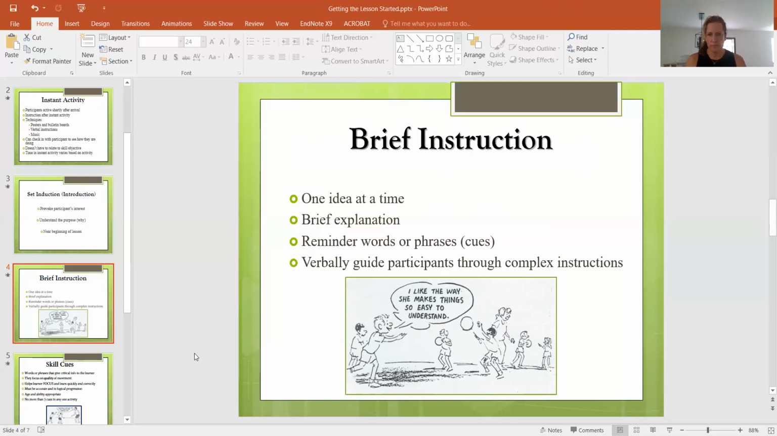In your introduction, part of the things that you're going to be including is those reminder words or phrases. And we'll talk about cues here in a second. But we take a skill and we break it down into tiny learnable pieces, so that people, when they're learning, can focus on those tiny pieces while they're performing their movement. So instruction is brief, one idea at a time. It includes the learning cues, or your reminder words or phrases. And your job through this brief instruction is to verbally guide your participants through these complex activities. So that's really what this brief instruction piece looks like.